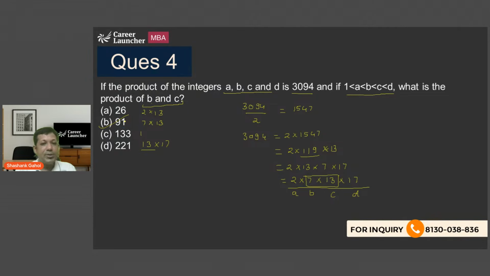Understood? So whenever you see these kind of questions where you think there might be multiple possibilities, but the question is definite, try doing something. Eventually you will get the answer. Okay? So if everyone understood, can we move on to the next one?